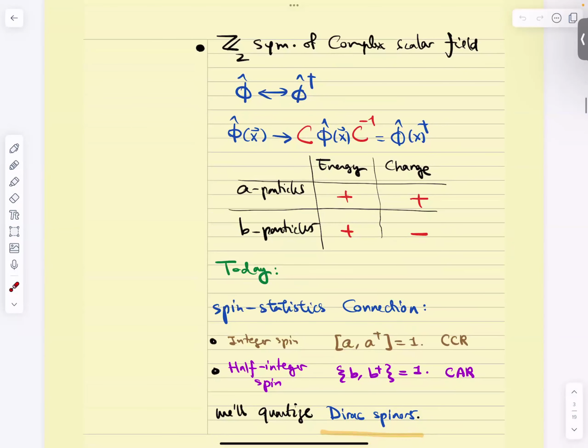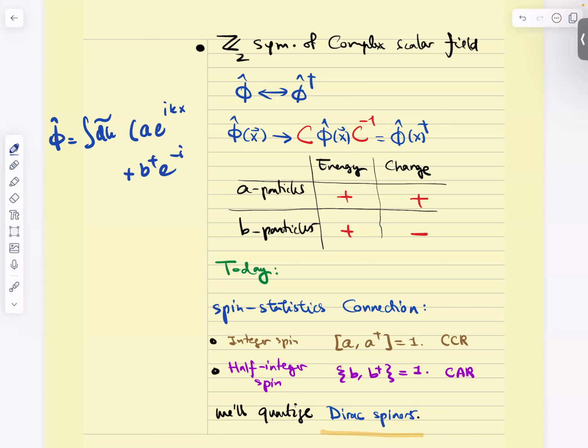At the end of the previous lecture, we talked about this Z2 symmetry of the complex scalar field, which is phi going to phi dagger. There's a charge operator that does this. Recall in the quantization of the complex scalar field, how did I expand it? I'm going to define it in one way. This is how I wrote it.